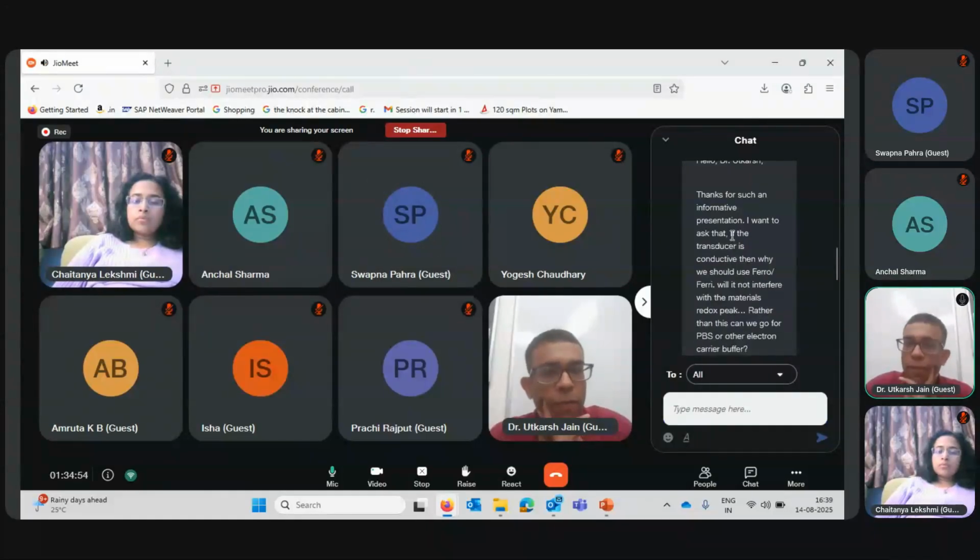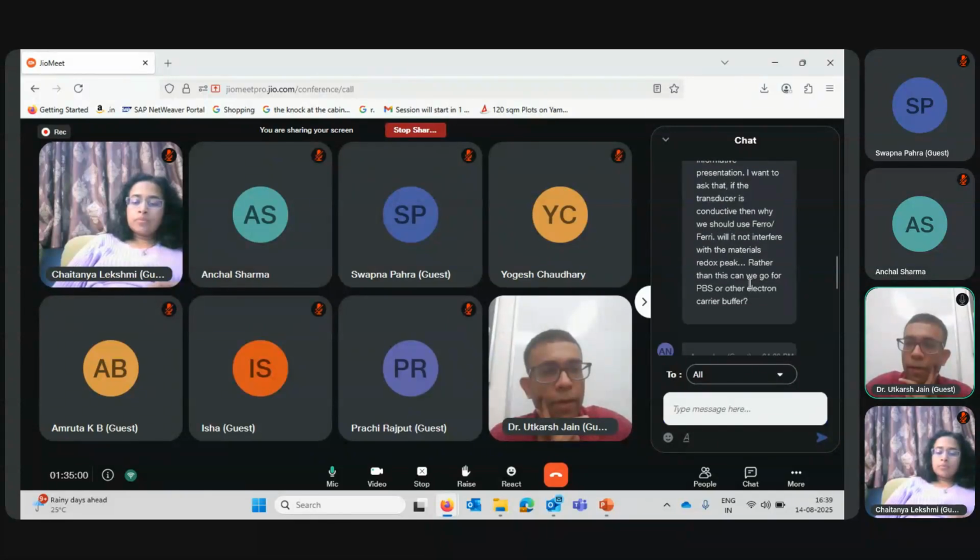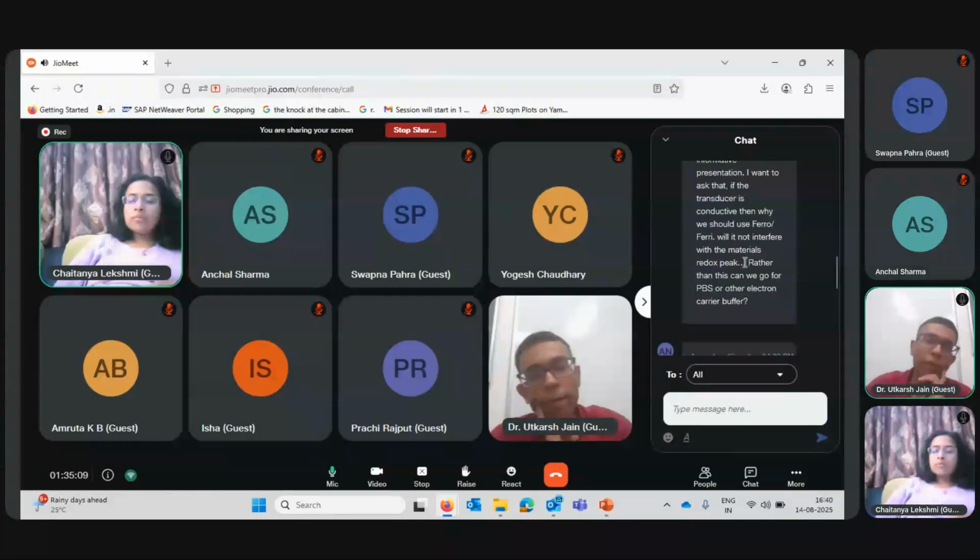Thanks for such information. I want to ask: if a transducer is conductive, then why should we use ferro/ferri? Will it not interfere with the material's redox peak? Rather than this, can we go for PBS and other electron carrier buffers? Yeah, this is actually a very interesting question.